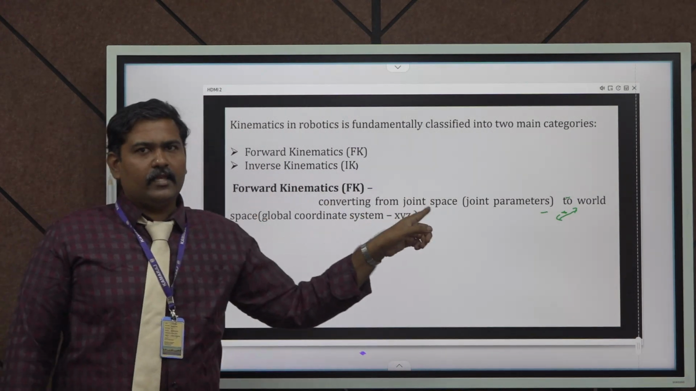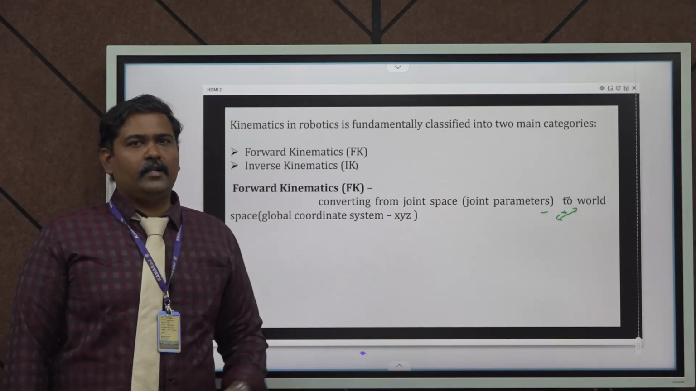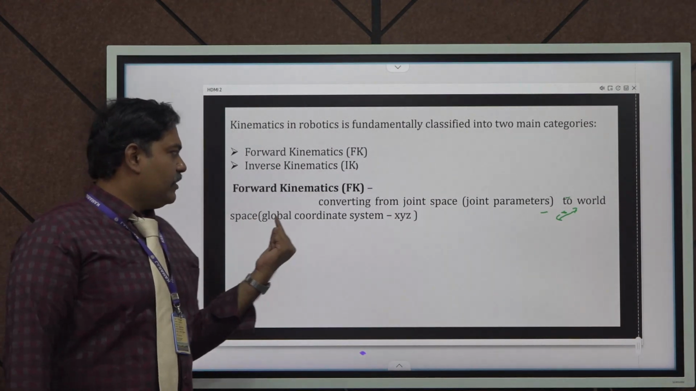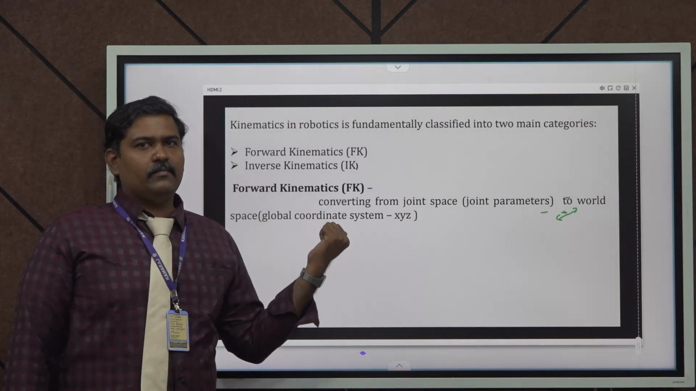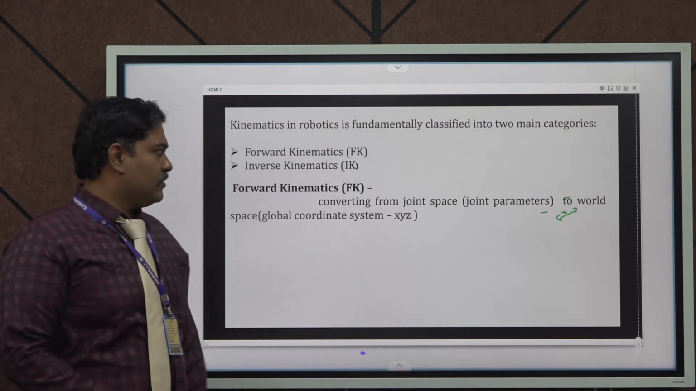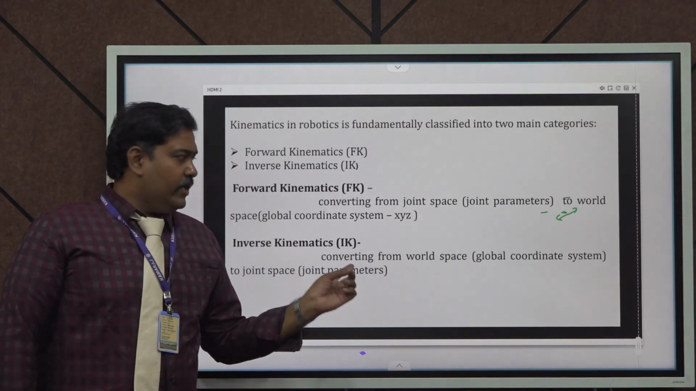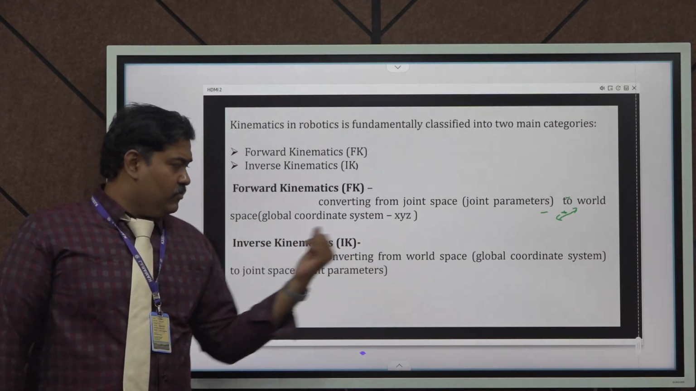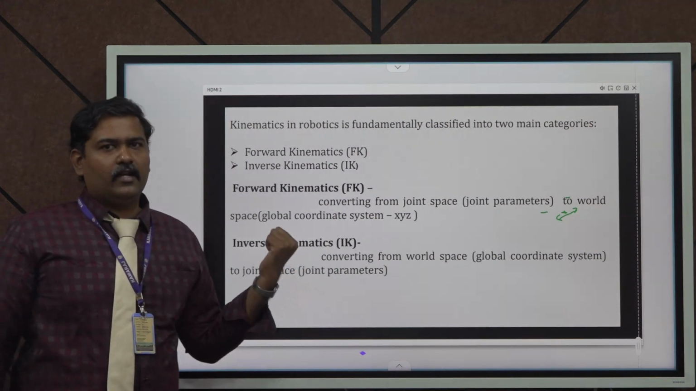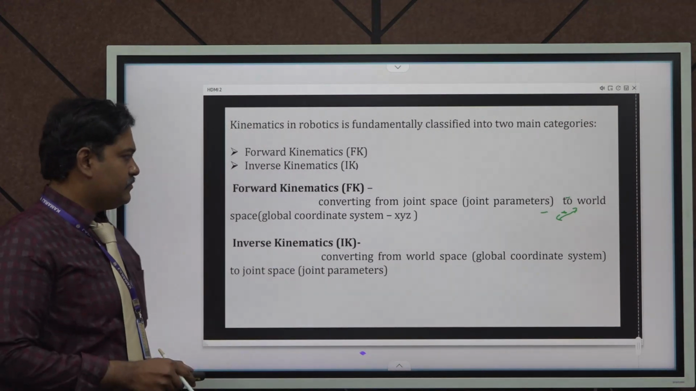Joint space is nothing but the joint parameters that are present internal to the robot, and world space is nothing but a global coordinate system, or we can say it's an XY axis. In inverse kinematics, we are converting from world space coordinates into joint parameters, or we can say joint space parameters.